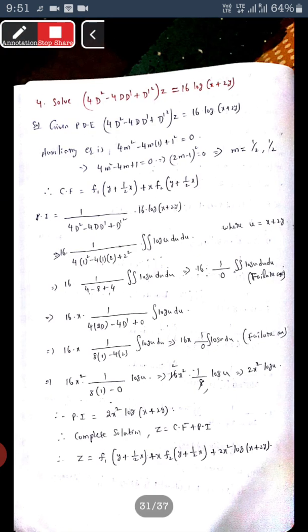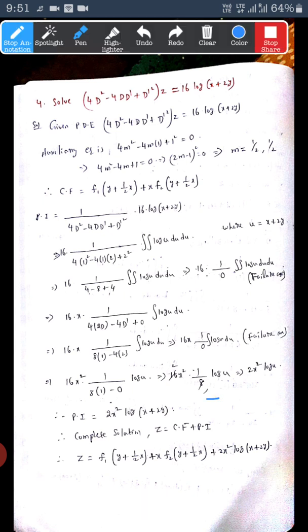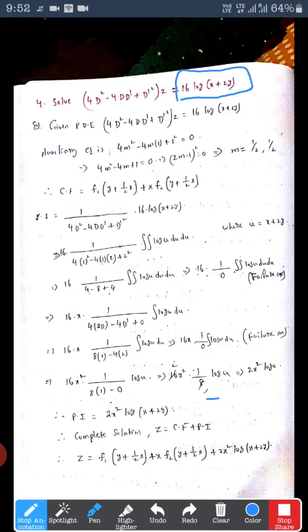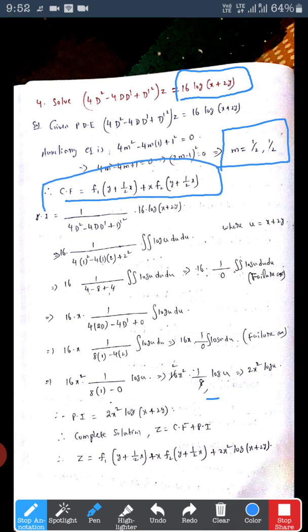Next, coming to another example. Here, on the right hand side, we have 16 into log of (x plus 2y). This is the PDE. Here also, first we write the auxiliary equation. For that, we got roots m is equal to 1 by 2, 1 by 2. Therefore, the complementary function is f1 of (y plus 1 by 2 of x) plus x into f2 of (y plus 1 by 2 of x).